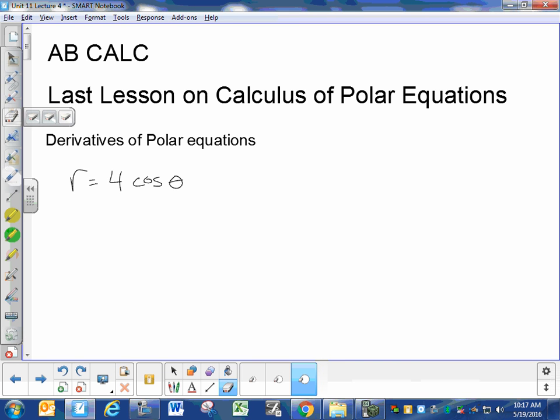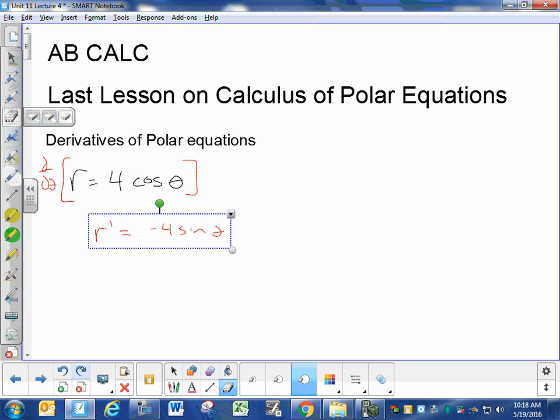Okay, last lesson, polar equations and the calculus of polar equations. We'll start with derivatives, first semester stuff with polars. If I took the derivative of this, I would just get r prime is equal to negative 4 sine theta. What does that give me? It actually gives me dr d theta. I'd be taking the derivative with respect to theta of this equation, and r prime is really dr d theta.